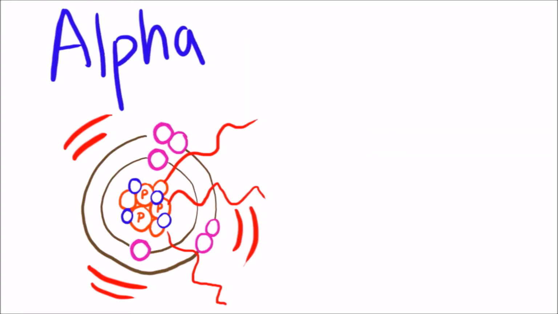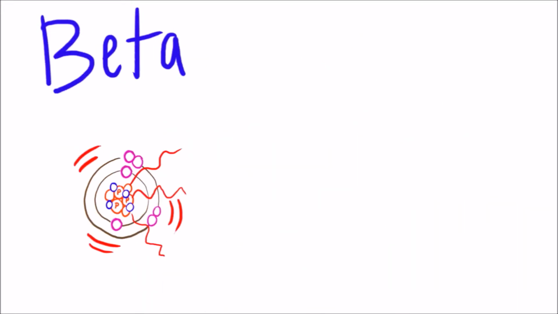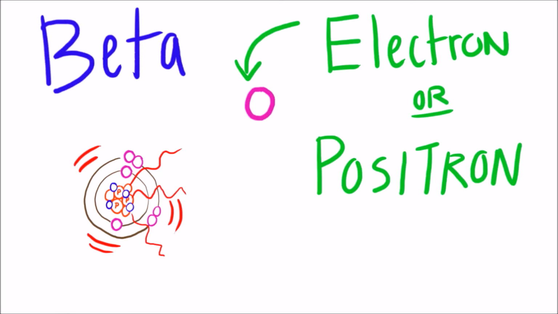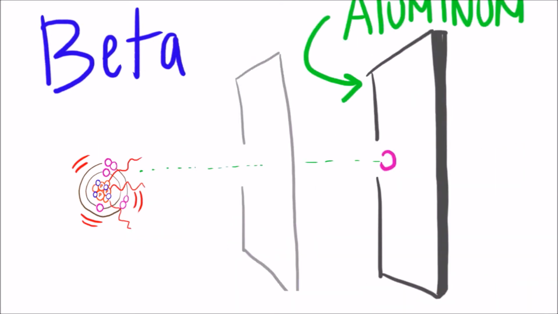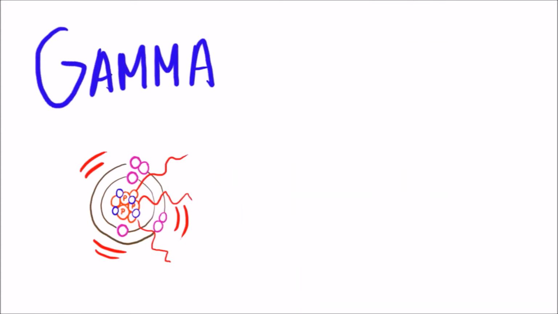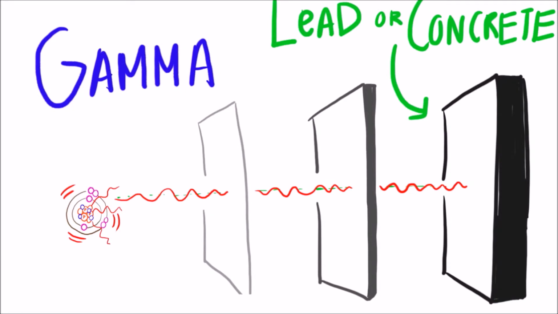During alpha radiation, the nucleus releases a helium nucleus, two protons and two neutrons, and can be stopped by a piece of paper. Beta radiation releases an electron or a positron and converts a neutron into a proton. This radiation can be stopped by an aluminum sheet. Gamma waves are rays similar to X-rays but shorter. These waves can be stopped by lead or concrete.